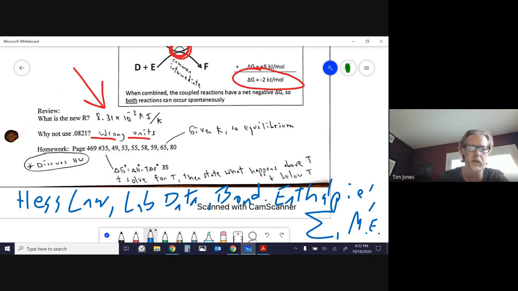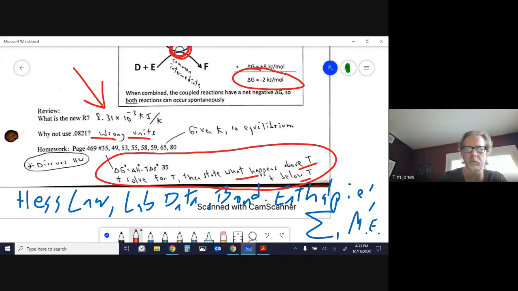But I'm giving you a little bit of guidance right here for number 35, to tell you what to do. I've also added, please add what happens above that temperature that's stated and below that temperature. I'm expanding the question to make it a little bit more advanced. And 65, they give you the K, which means it's at equilibrium, which means you can use the modified version of the not equation. And that's something to be aware of. And that does it for pages 34 and 35.